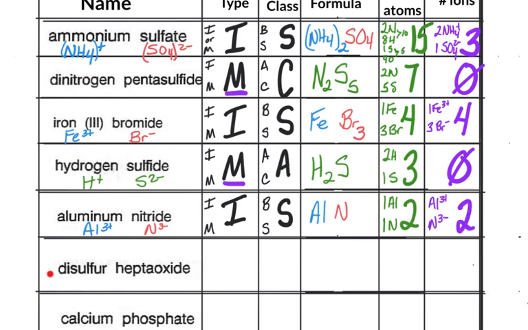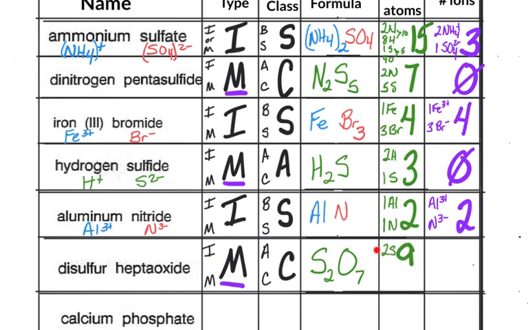Okay, now we have disulfur heptaoxide. This compound starts with sulfur. Sulfur is a nonmetal, so this tells us that this is a molecular compound. It does not start with hydrogen, so it's a covalent compound. The formula tells us what we have. So we have sulfur as our first element, 2 as a subscript, and then there's 7 oxygens. So our formula is S2O7. Number of atoms is 9 because we have 2 plus 7, and the number of ions is 0 because this is a molecular compound. And our last one, we have calcium phosphate.